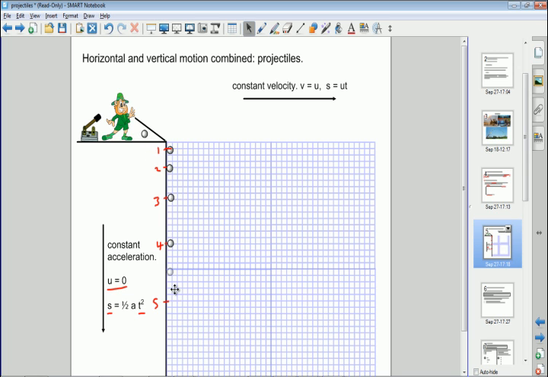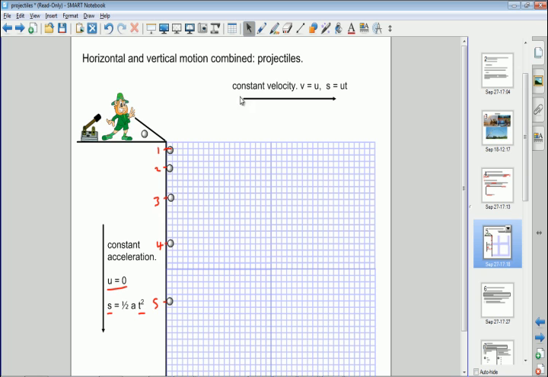3 seconds, 4 seconds, 5 seconds. So that's where the ball will be as it falls during its motion and at those particular times. Okay, well, that's the first one. Now the leprechaun's going to switch gravity off. So now we've got a situation where there is no gravity at all, and we're going to look at what would happen in the x direction if there were no gravity.